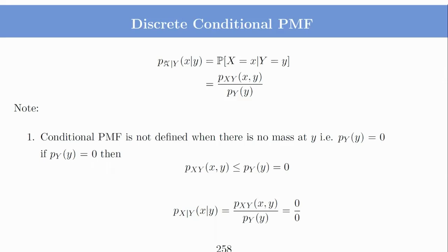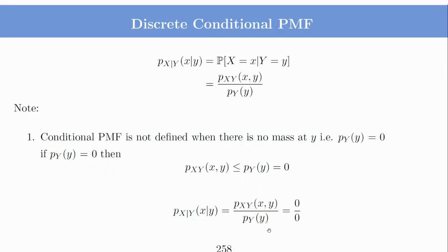So this is what we get: the conditional PMF of x given y, at small x given small y, is nothing but the ratio of the joint PMF of x and y divided by the PMF at y. Now note that the conditional PMF is not defined when there is no mass at y. If you take any value y such that p_y is 0, then p_xy is less than or equal to p_y and also greater than or equal to 0. So something which is more than or equal to 0 and less than or equal to 0 is just 0. So the joint PMF is also 0 and the denominator is also 0. So this conditional probability would be 0 divided by 0, which is not defined. So it's not possible to define the conditional PMF if the conditioning event has 0 probability.